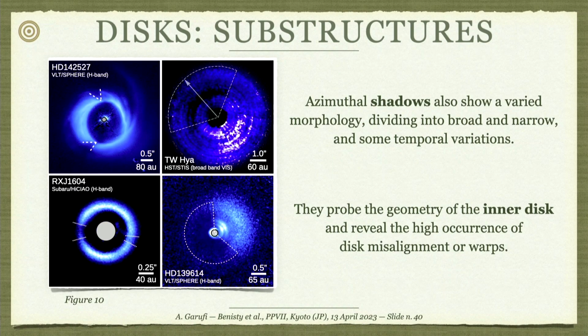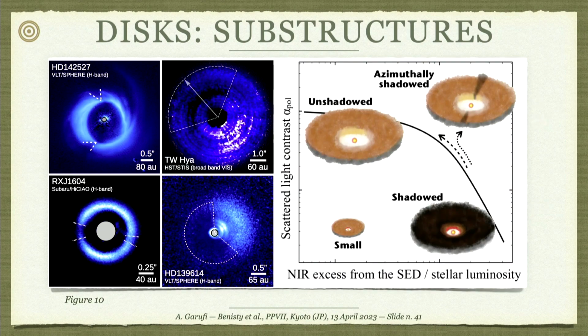Similarly to spirals are shadows. Similarly to how spirals are diverse, the shadows are too. In particular, we divide the shadows into narrow shadow, like in this case here, and broad shadow. They can be even larger than 180 degrees. And we believe now that these are due to a misaligned inner portion of the disk that can cast a shadow on a selective part of the disk. This can be warps, or broken disks that are actually misaligned.